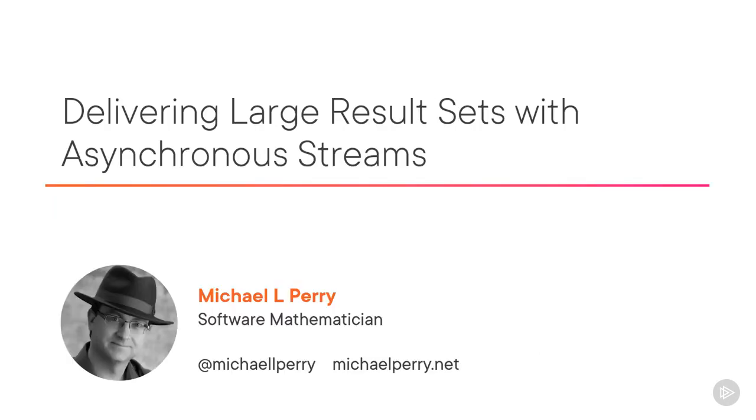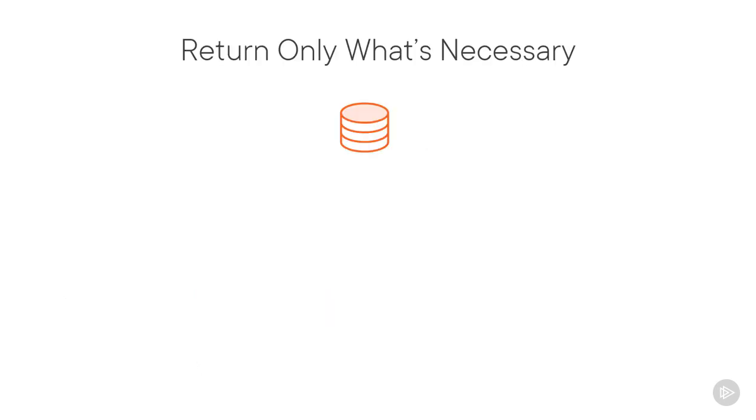Hello, and welcome back to EF Core 6 Best Practices. I'm Michael L. Perry. We've optimized performance of our EF Core applications while dealing with small result sets, and so now let's deliver large result sets using async streams. When thinking about performance, we focused on returning only the results that were necessary. Our first impulse should always be to return a smaller dataset, not a larger one.